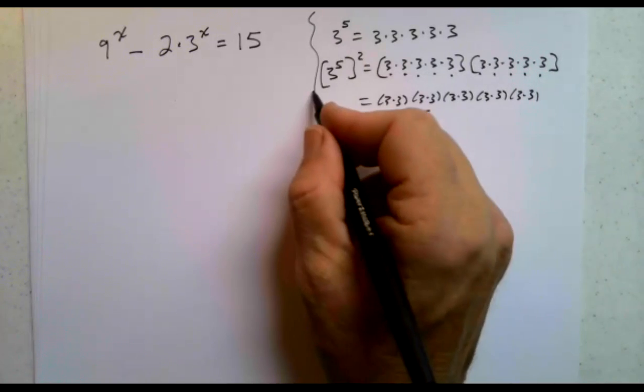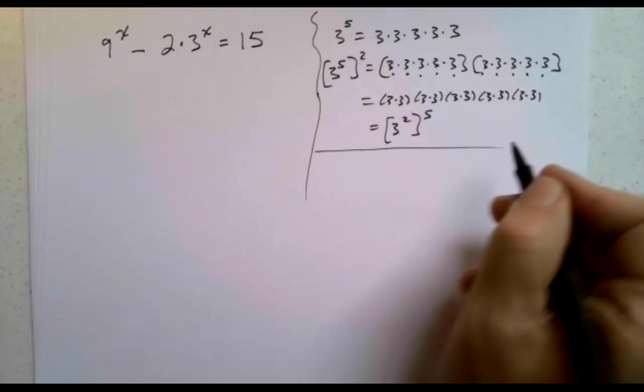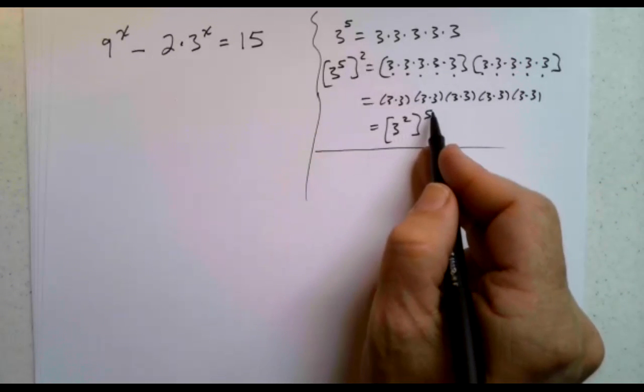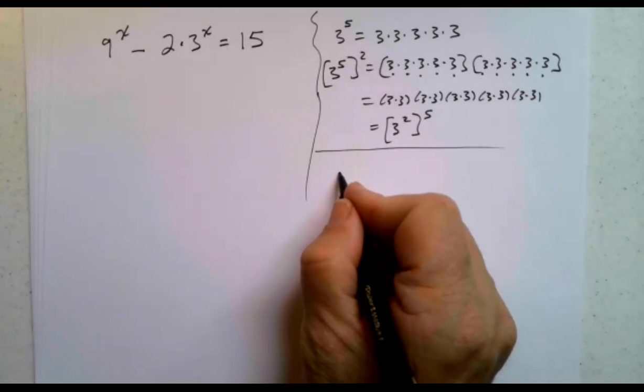The reason I'm saying that is because I have 9 to the x here. And again, when you raise a power to a power, you multiply the exponents. 5 times 2 is 10. 2 times 5 is 10. Another way to see that.